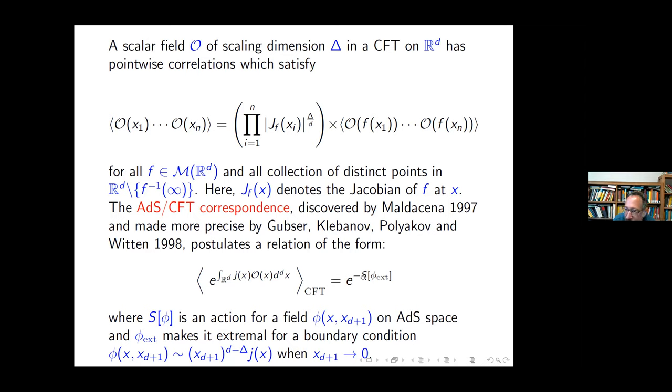So S is a certain classical action on the D plus one dimensional AdS space. Phi(x) is a field on the AdS space, so it depends on D plus one coordinates, which makes this action extremal with a certain boundary condition. And this is where the J should play a role. It plays a role through this boundary condition, which is indicated here as you go close to the boundary.